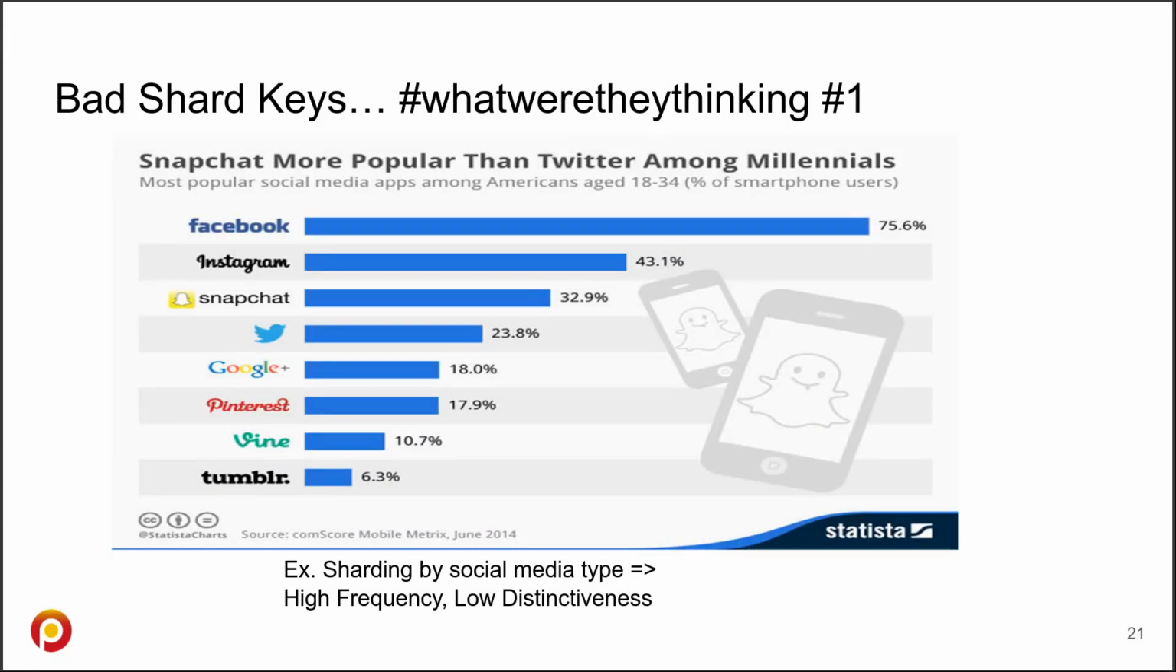So a popular example is social media. Imagine you were creating an application that curates from all the different social media sites. You might think some kind of social media ID would be good, but then you're going to have social media sites like Facebook, Twitter, and Instagram that are going to be way more popular than the others. You might have ones that are regionally popular as well. So you're going to have a high frequency, but a low distinctiveness.